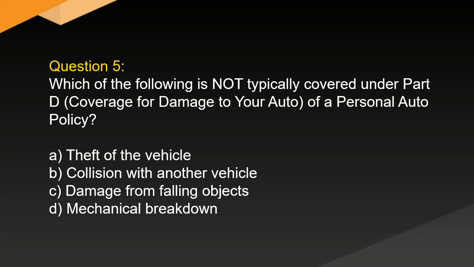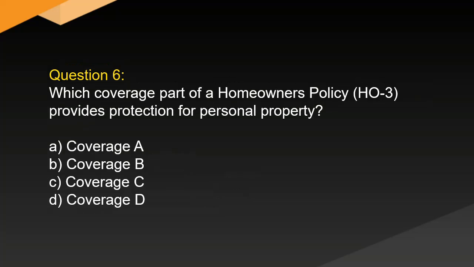Question 5. Which of the following is NOT typically covered under Part D, coverage for damage to your auto, of a personal auto policy? A. Theft of the vehicle. B. Collision with another vehicle. C. Damage from falling objects. D. Mechanical breakdown.